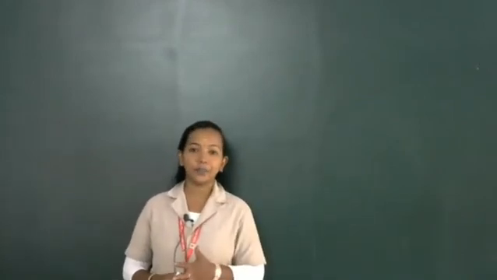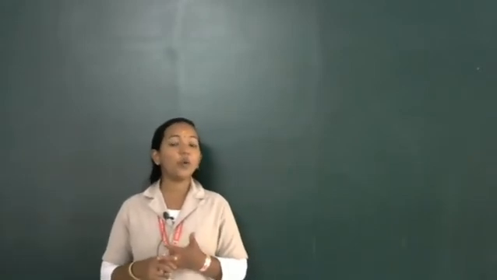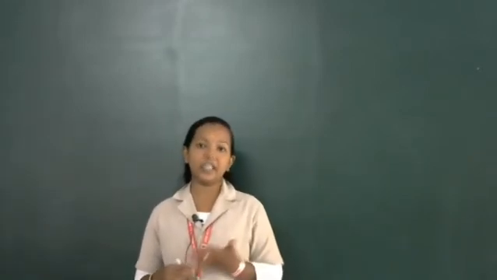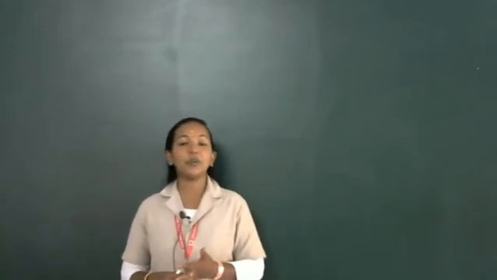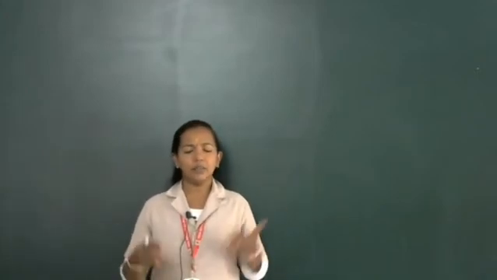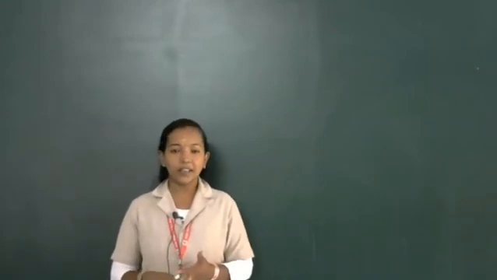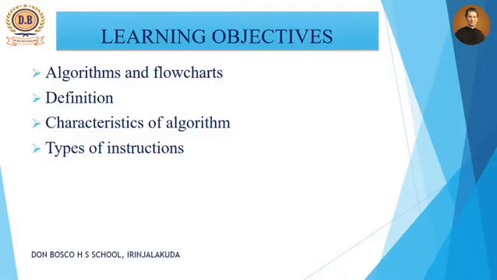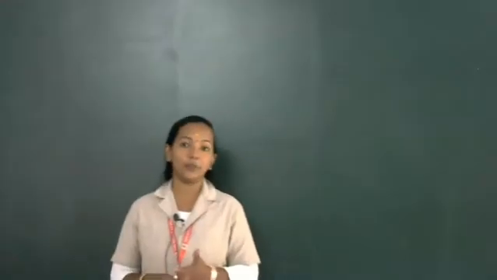How the different steps are present and what is the order. Okay, so actually in this chapter we are going to discuss all those steps in detail. Then in this video we are going to start a new topic called algorithm and flowchart. For phases of programming, first step was algorithm and flowchart, and also we will discuss the definition of algorithm, what is meant by algorithm. After that, characteristics of algorithm and types of instructions that we are using in algorithm.